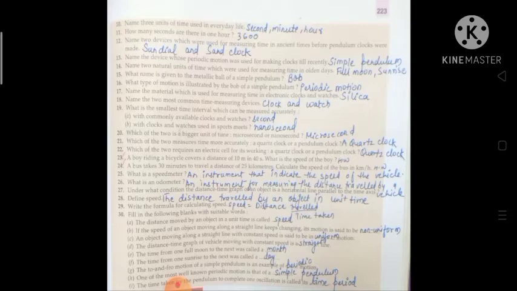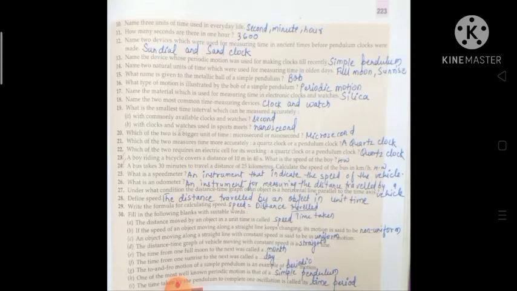Name two natural units of time which were used for measuring time in olden days. That is full moon and sunrise. One full moon to the next full moon makes a month, and one sunrise to the next sunrise makes a day.